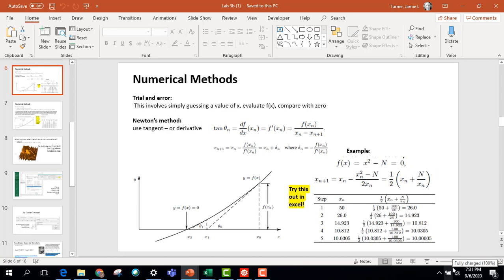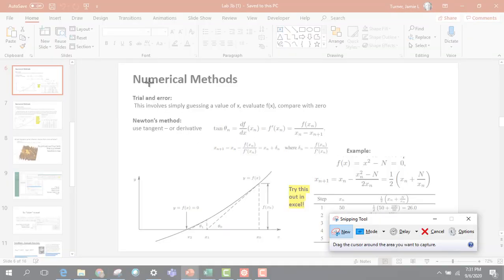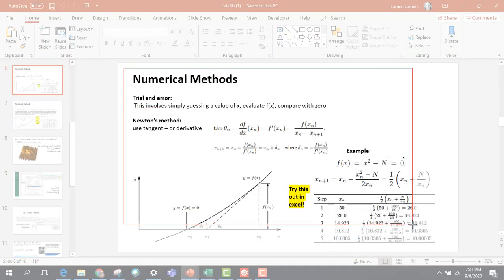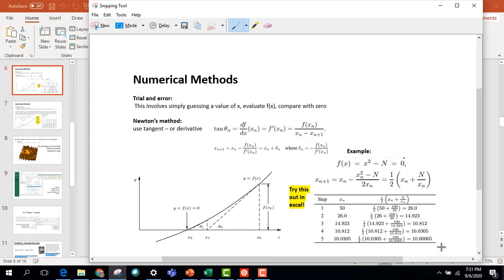Okay, so let me go ahead. I'm going to use the snipping tool just so we can remember what this equation is and copy this over to Excel. We'll do it with this simple scenario first, and then for your lab, I want you to use some other equation.